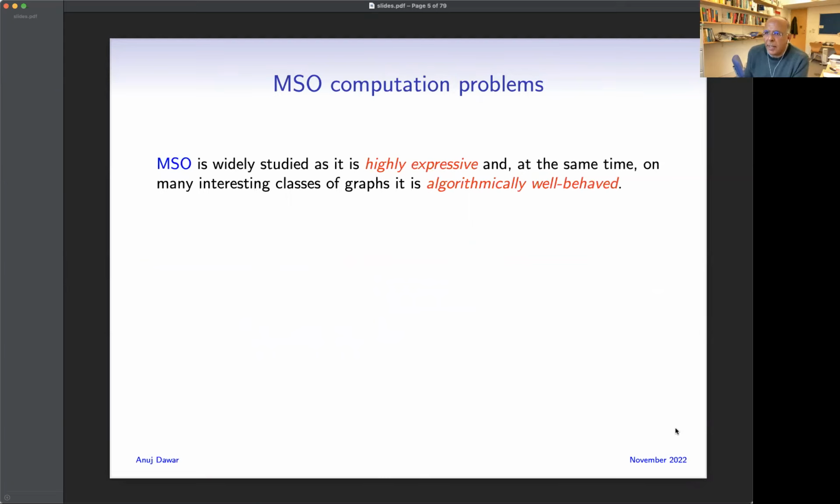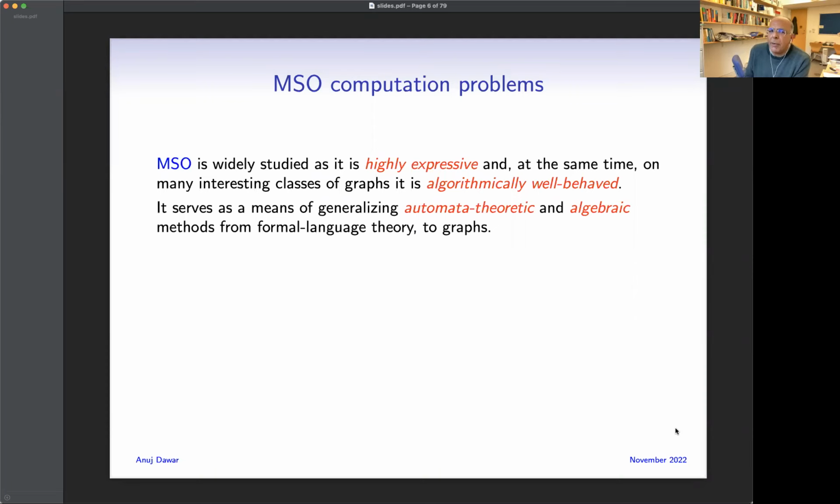Monadic second-order logic is widely studied because, for one thing, it is highly expressive. But at the same time, when you restrict to many interesting classes of graphs, it is still algorithmically well-behaved. So it gives a great balance between high expressive power and reasonable, tractable algorithmic behavior. People look at a lot of logics, but in some sense, for many instances, this is a reference logic to compare against. And one way of thinking of this is it's a means of generalizing methods like automata theoretic methods and algebraic methods from formal language theory to graphs.